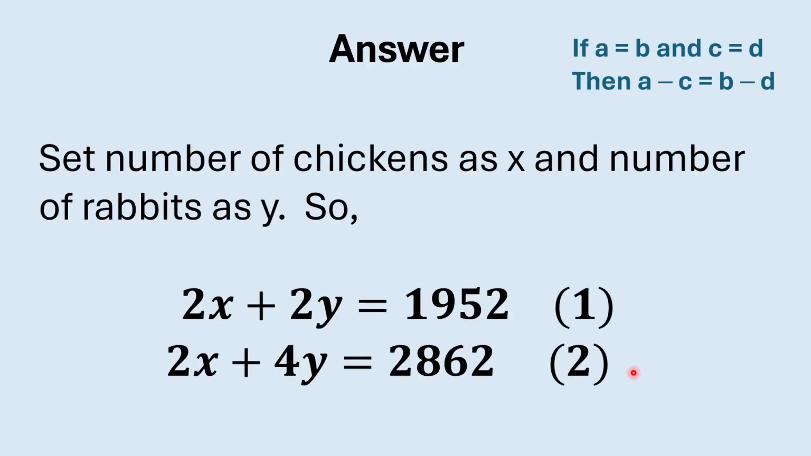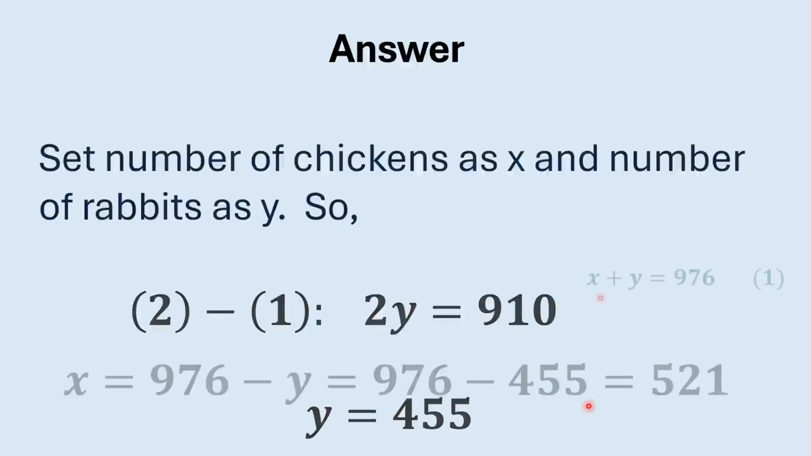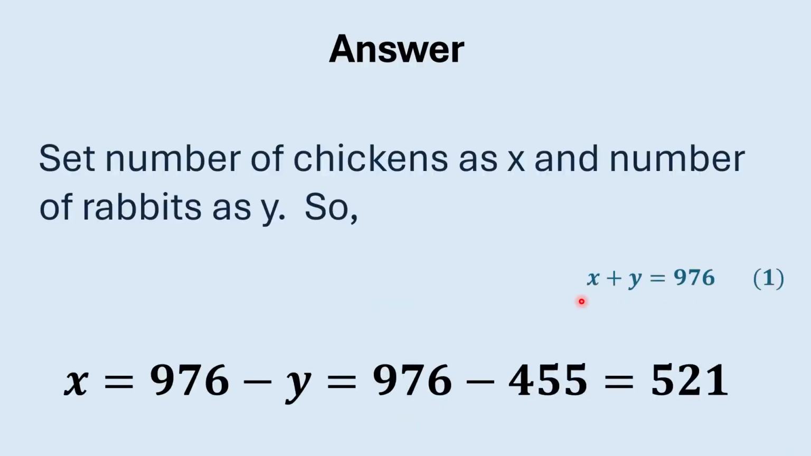And here we can use the second equation minus the first one, because on the left side, both of them have got this 2x. By the subtraction, this 2x can be cancelled out. Okay, so second equation minus first equation, you will get 2y is equal to 910, and y is equal to 455. And because from the first equation, x plus y is equal to 976, x is equal to 976 minus y, 976 minus 455, which is equal to 521.